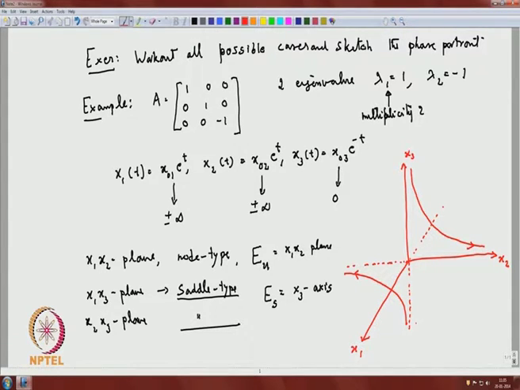Similarly, if you look at the x1 x3 plane, again it is a saddle point type. So, you will have x1 going to infinity, and the trajectory will look something like this. Again x1 going to infinity, so the trajectory will move that way. That is in the x1 x3 plane. Now, let us look at the x1 x2 plane. In the x1 x2 plane, the solution you plot is a straight line going to infinity. If you start from anywhere, it is a straight line.